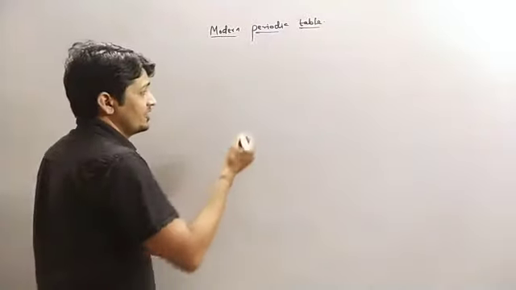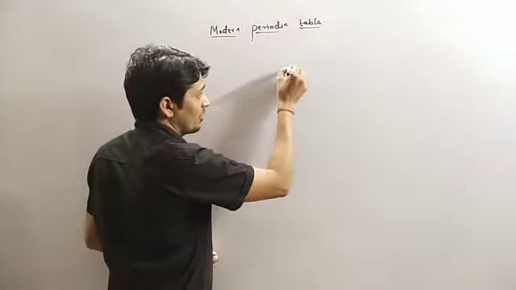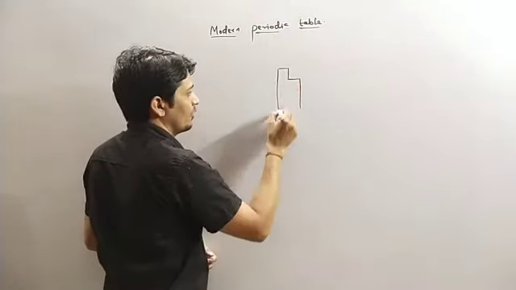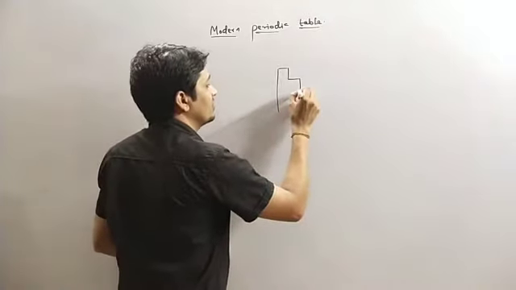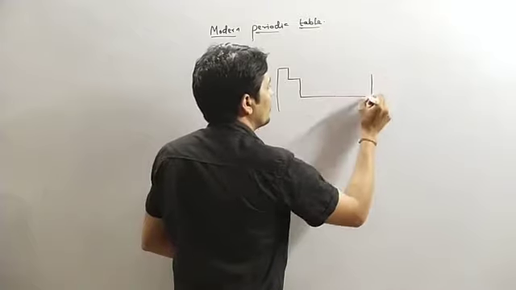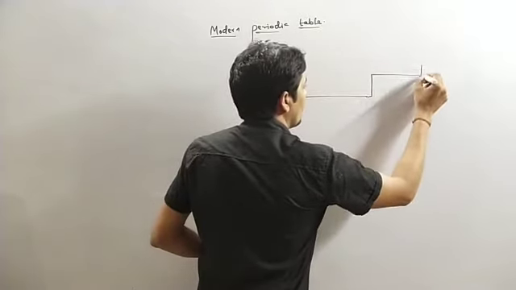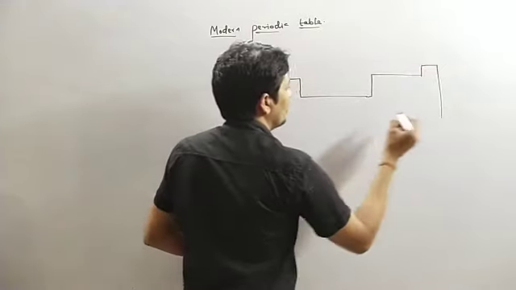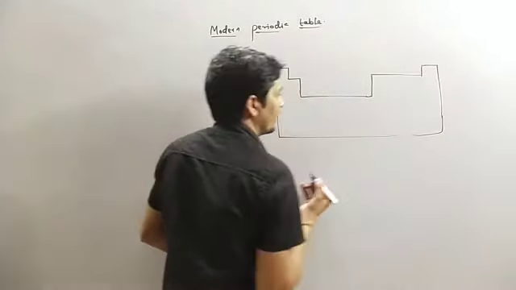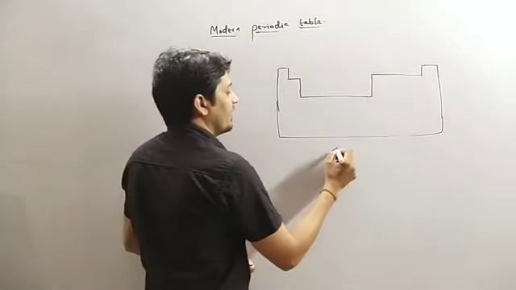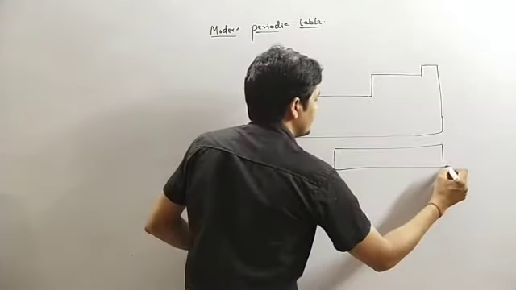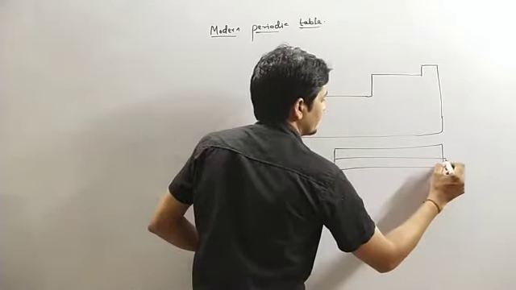So yesterday we have seen the general block diagram of modern periodic table. Okay, so we are going to draw the block diagram of modern periodic table. So our modern periodic table looks like this. Okay, and at the bottom we have two series. One is lanthanoid series and another is actinoid series.